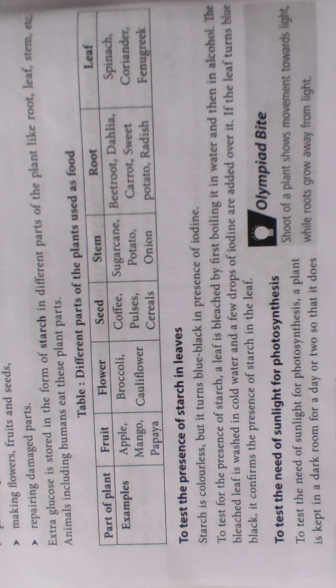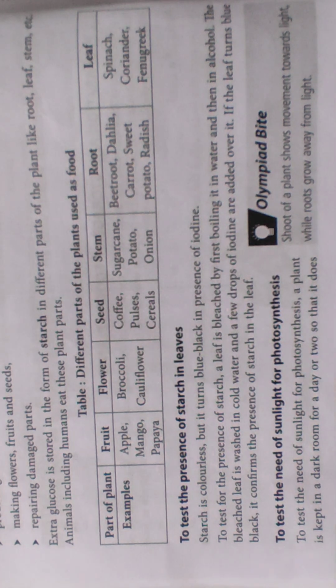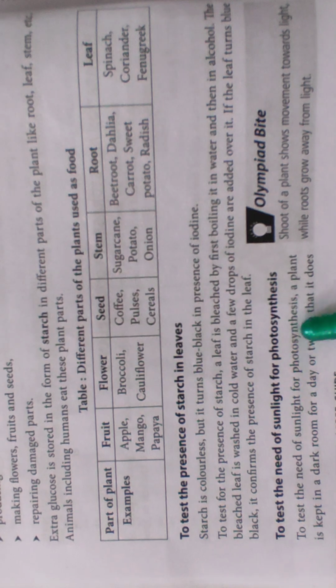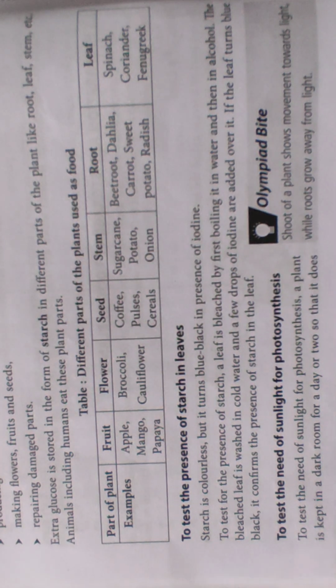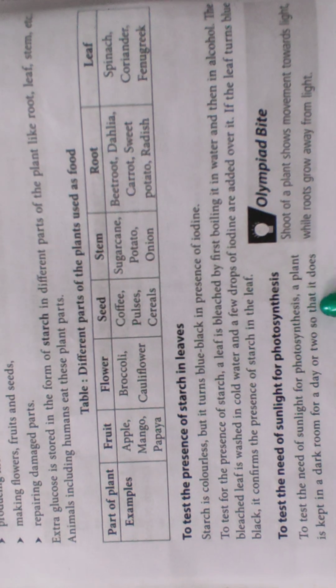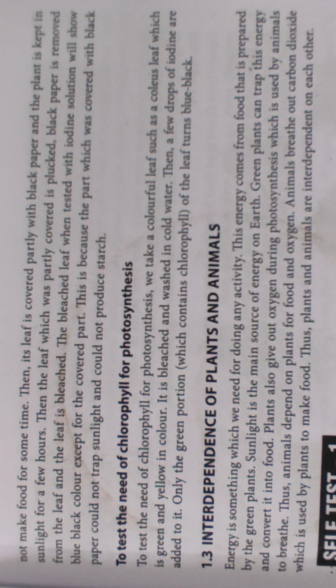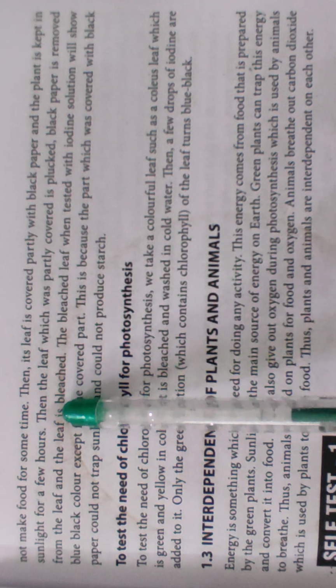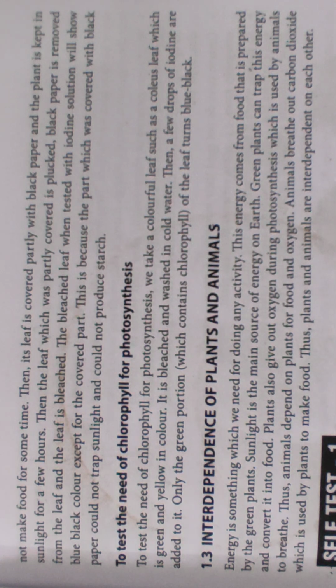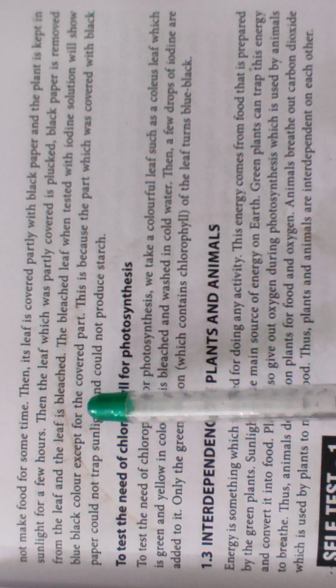Now see here. To test the need of sunlight for photosynthesis, a plant is kept in a dark room for a day or two so that it does not make food for some time. So first we take a plant and keep it in a dark room for one or two days so that it does not make food for some time.